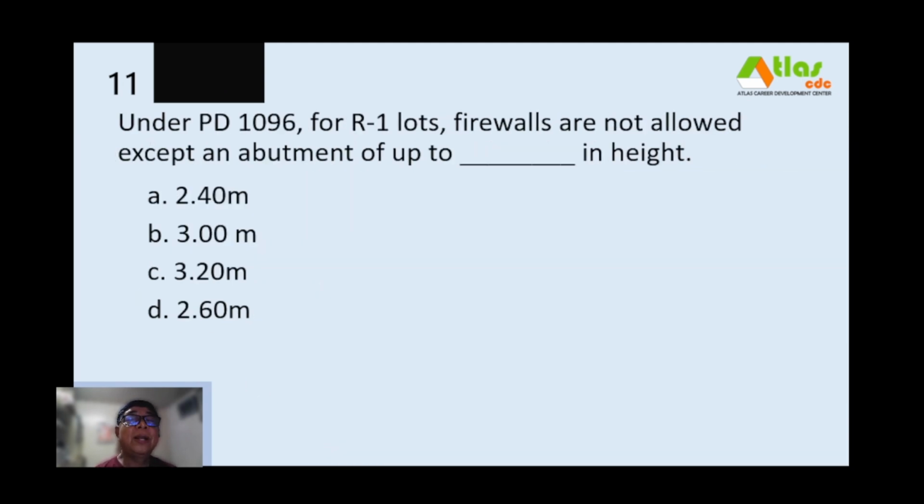Number 11, under PD 1096 for R1 lots, firewalls are not allowed except an abutment of up to blank in height. A. 2.40 meters, B. 3 meters, C. 3.20 meters, and D. 2.6 meters.